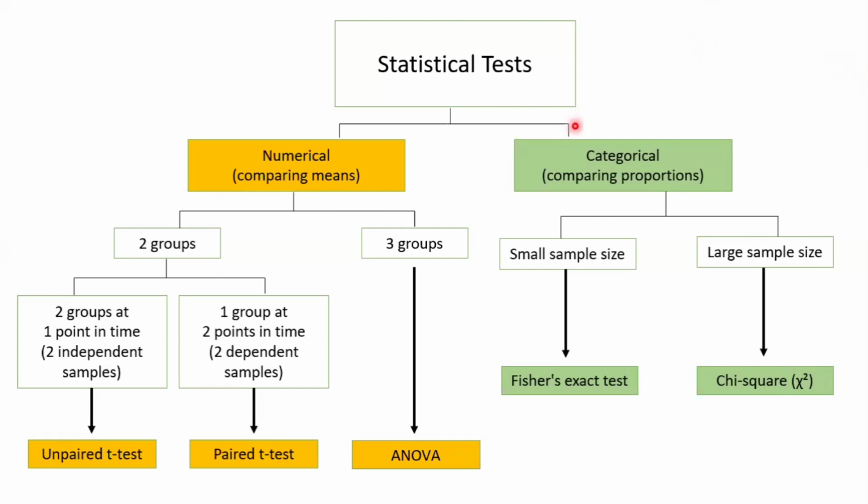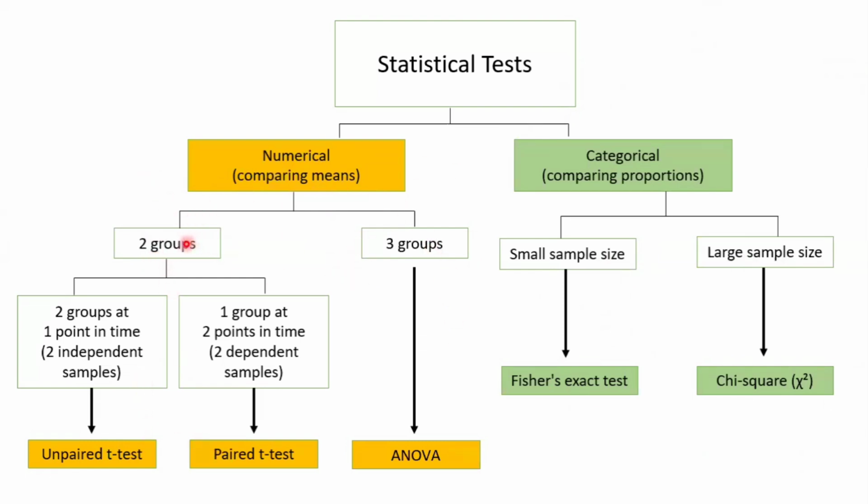First of all, we have to see if the data is numerical or categorical. If the data is numerical or measurable or quantitative, and we have to compare the means, then Fisher's exact test and chi-square are automatically out of the question. We're left with t-test and ANOVA. Now, if there are two groups, then we are left with t-test. And if there are more than two groups, then t-test is not applicable.